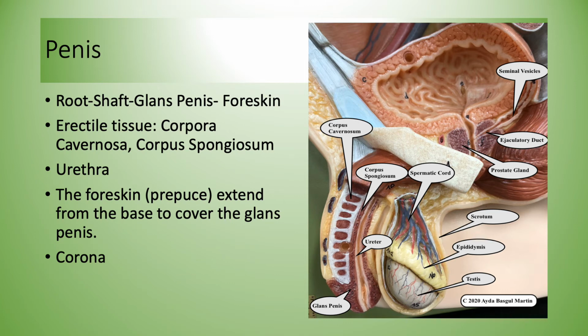Corpus spongiosum covers the urethra, or the urethra passes through the corpus spongiosum. At the tip of the penis, the corpus spongiosum enlarges and forms the glans penis. Glans penis is very sensitive tissue and covered by foreskin or prepuce.